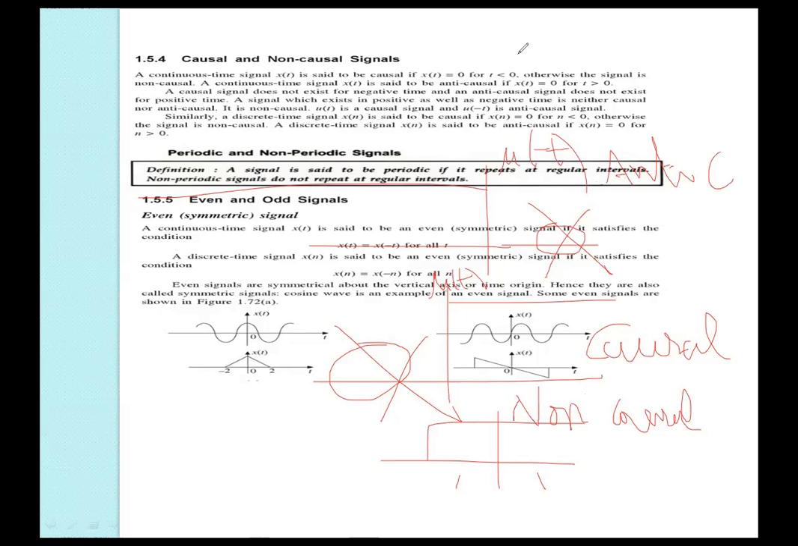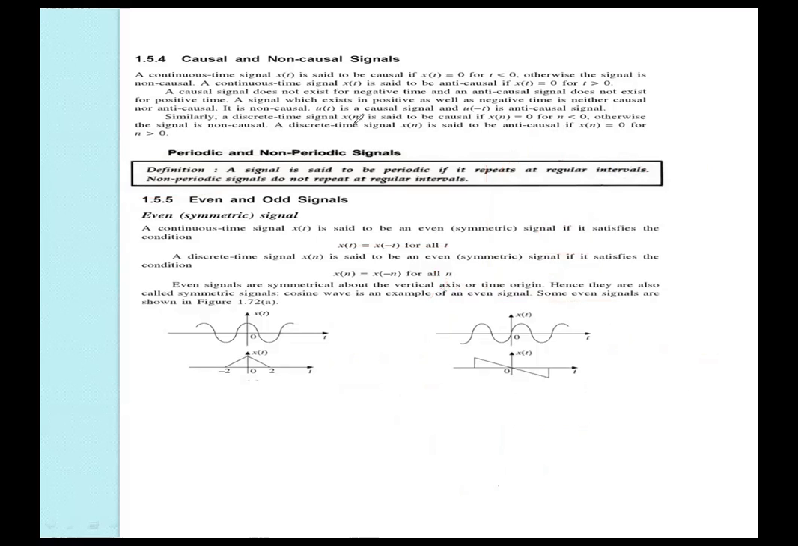Got it, my students? Similarly, for the discrete time signal, x of n is said to be causal if x of n is equal to 0 for n less than 0. Otherwise, the signal is non-causal. A discrete time signal x of n is said to be anti-causal if x of n is equal to 0 for n greater than 0. The only change is the variable n instead of t, so it becomes a discrete time signal.